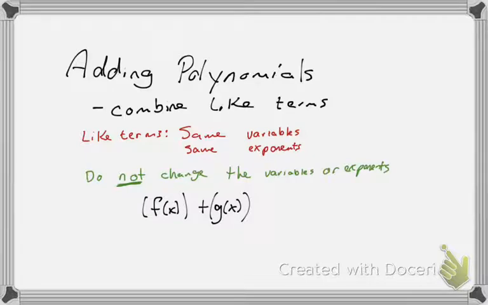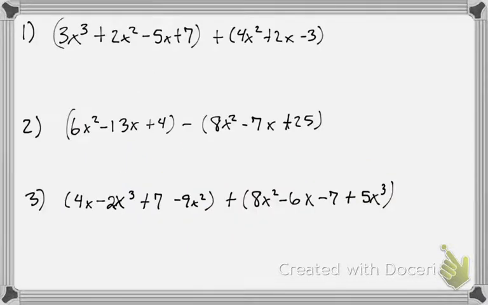So normally when you're doing this, you're going to see one equation in parentheses and a second equation in another set of parentheses, and you're just going to add the like terms. So we're just going to jump into a couple problems. I've got 3 problems here. This should be real nice and simple.